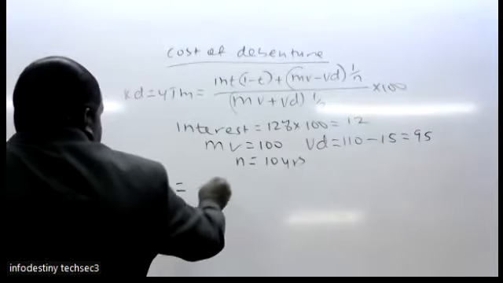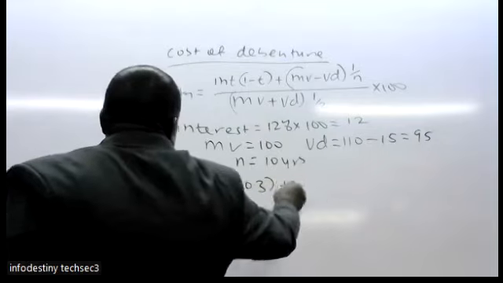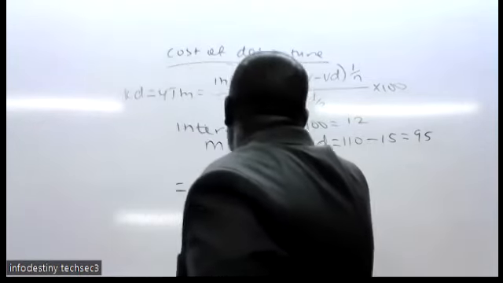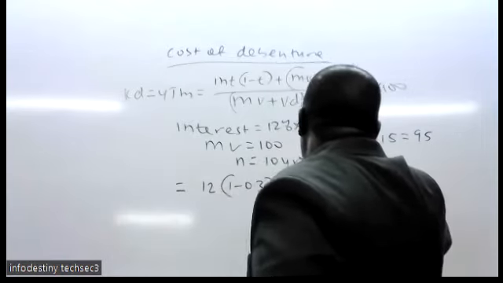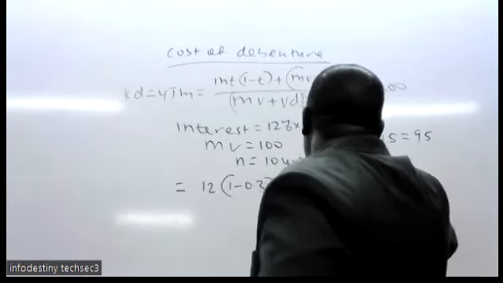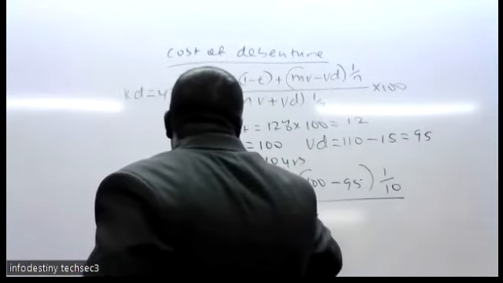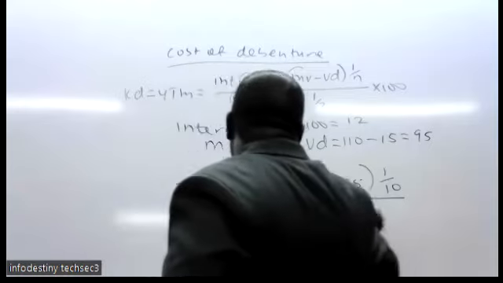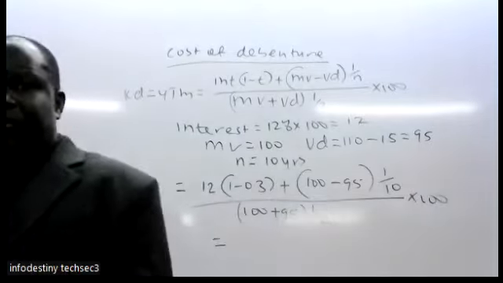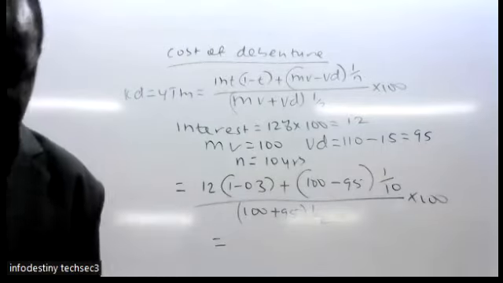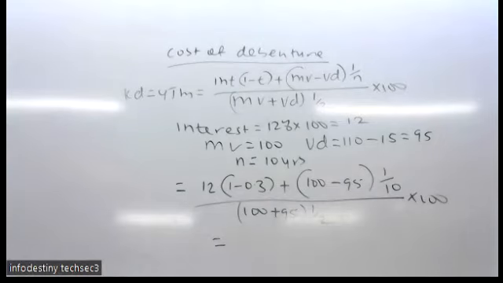So interest will be 12. The corporate tax is 30%. Then maturity value is 100. You minus 95, 1/12. N is 10 years. Then you also divide by 100 plus 95. Then amount. Then express it as a percentage. So get that figure now to represent our yield to maturity because of the rate.